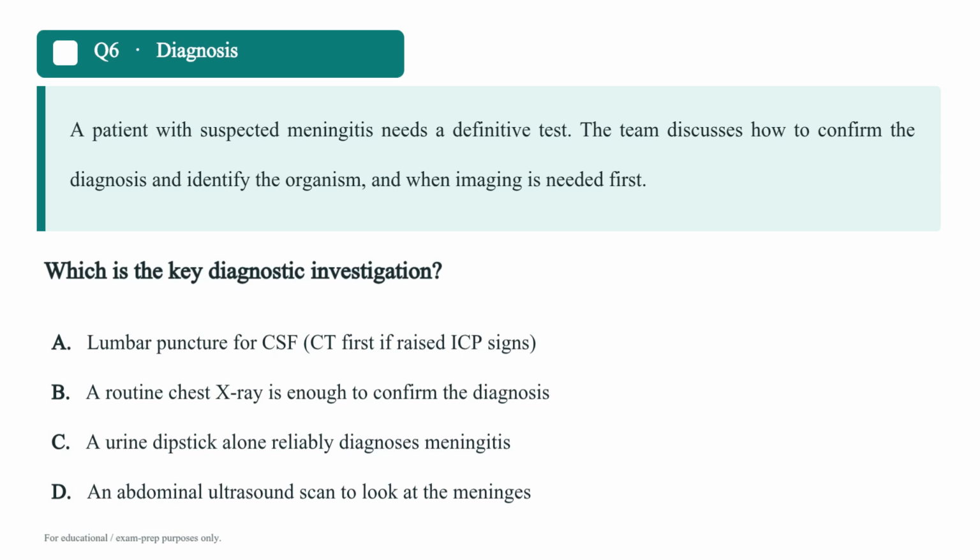Question 6. A patient with suspected meningitis needs a definitive test to confirm the diagnosis and identify the organism, and the team asks when imaging is needed first. Which is the key diagnostic investigation? Option A, lumbar puncture for CSF, with CT first if there are raised ICP signs. Option B, a routine chest x-ray is enough to confirm the diagnosis. Option C, a urine dipstick alone reliably diagnoses meningitis. Option D, an abdominal ultrasound scan to look at the meninges. Pause here and choose your answer.